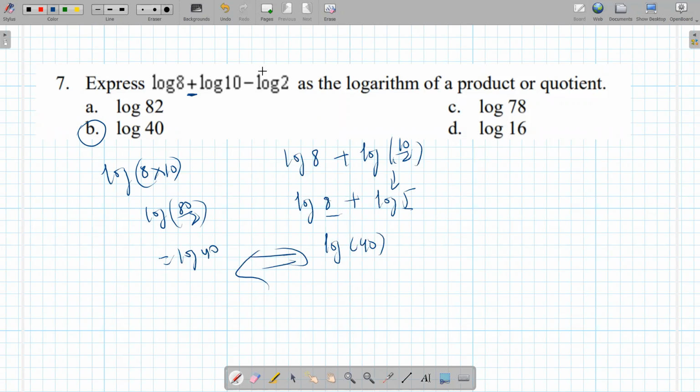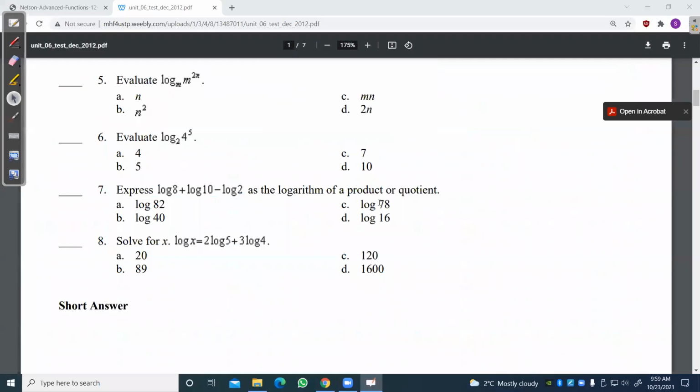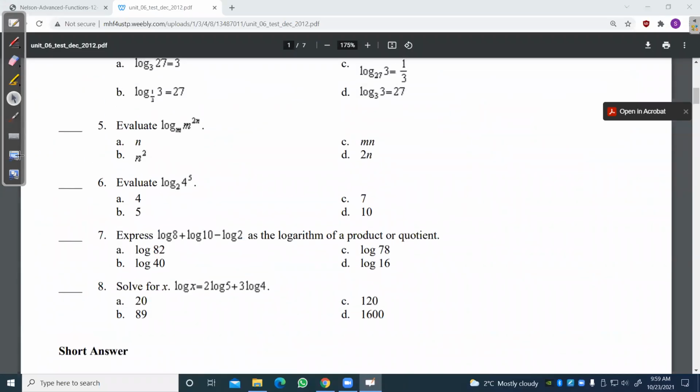You can even do this with this first if you wanted to. Do 8 over 2 first, 4, and then multiply the 4 with the 10. Okay, they should all give you the same answer. The order is not important. I can do one more. Let's try doing this one.